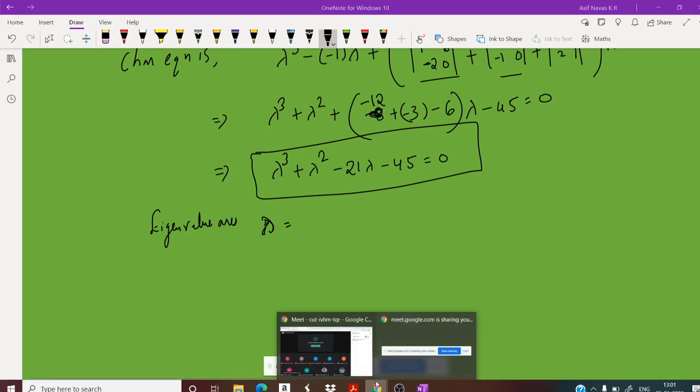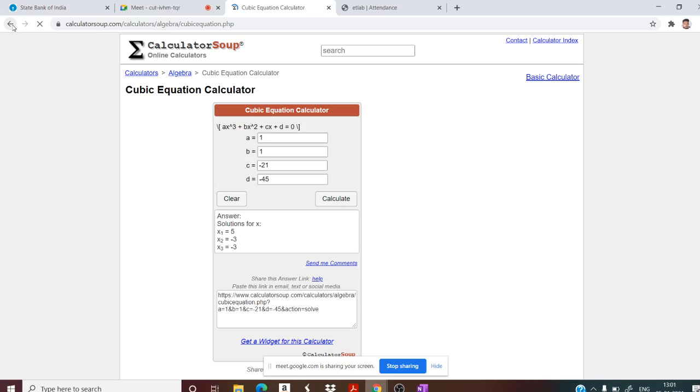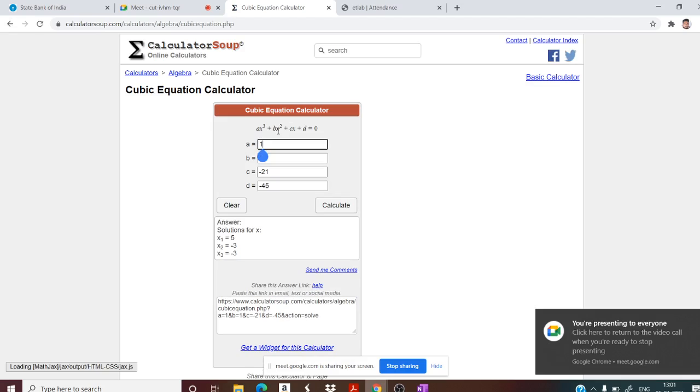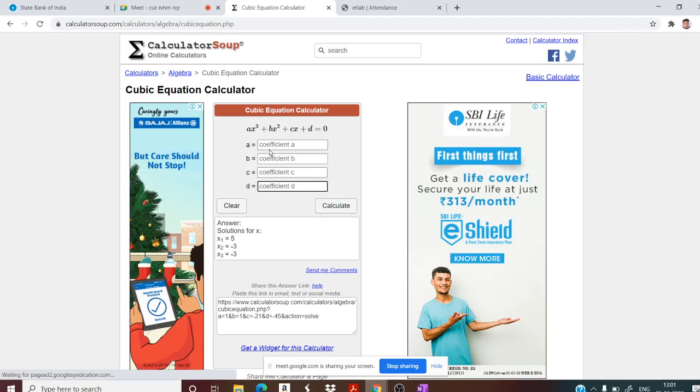Otherwise, you can use Google. There are also some cubic equation solvers, but in the examination hall, you cannot use internet access. So, you can use calculators in the exam. I'm just writing this. So, tell me what are the coefficients. This we will calculate here.